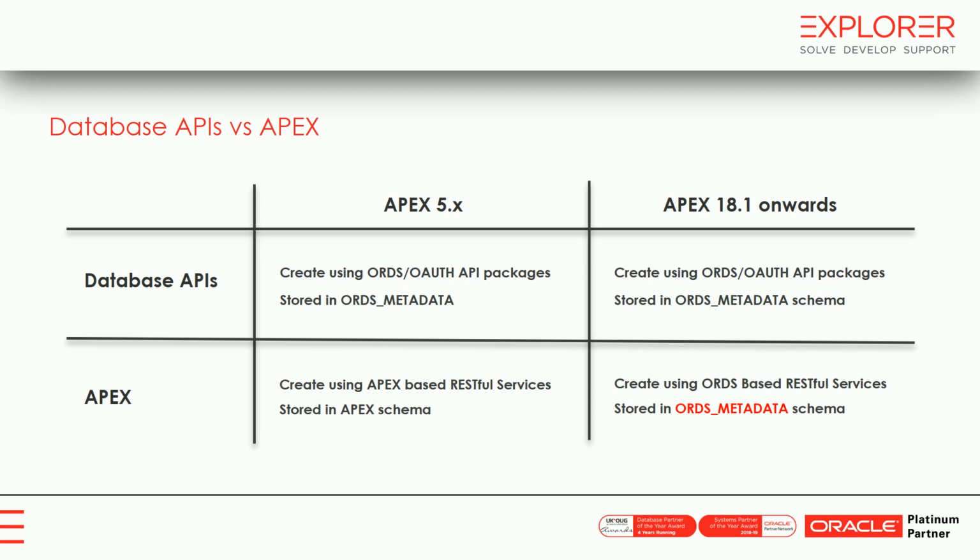There are two main options available to Apex developers for the creation of web services: the database APIs or the Apex interface. Web services created using the database APIs are stored in the ORDS metadata schema. However, in Apex up to version 5, they were stored in the Apex schema, meaning web services created using the database APIs could not be maintained or viewed using Apex, or vice versa. However, that all changed from version 18.1 of Apex. Web services now created in Apex are also stored in the ORDS metadata schema, which means you can create and maintain them using either option.